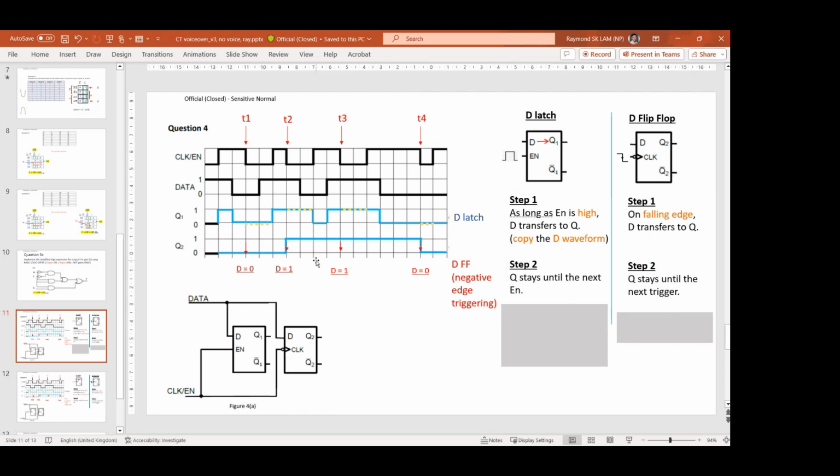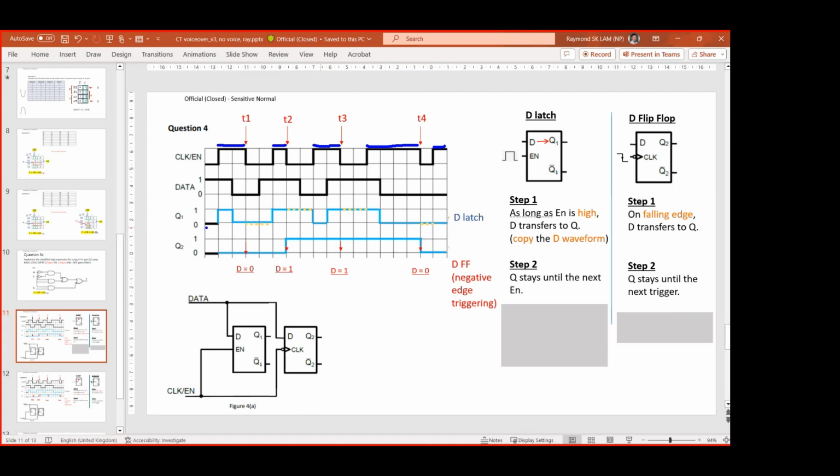I use the same technique. The important part is this part, when enable is high. So when enable is high, maybe I use blue color. This is the duration when it will trigger the device. In this case, it's a latch. This is the duration, correct or not? Right, when EN is high. Do you agree? Yes, okay.